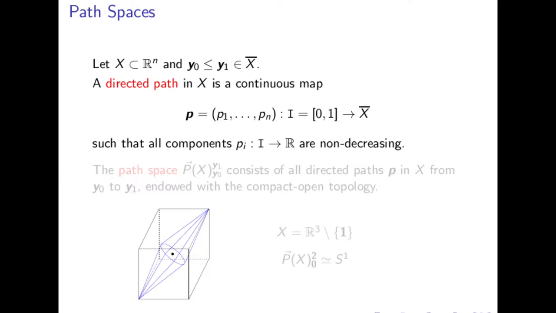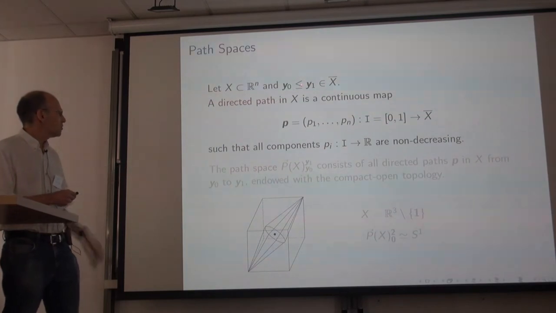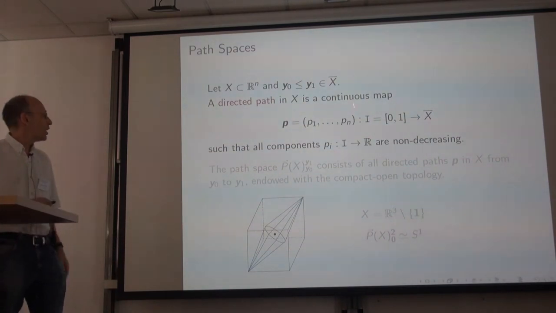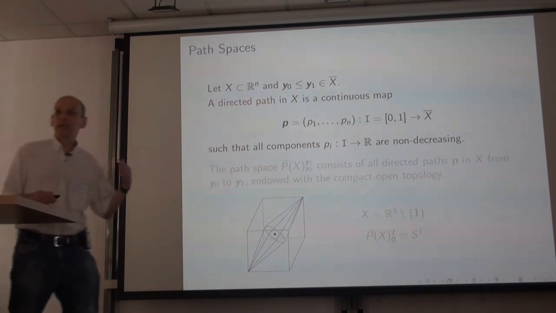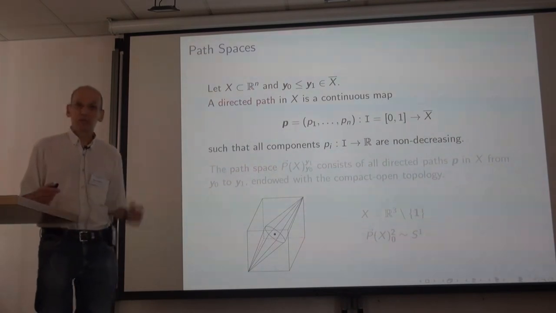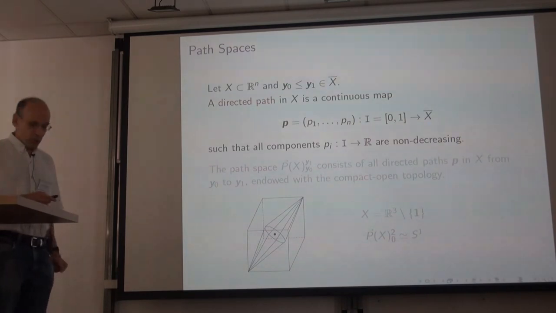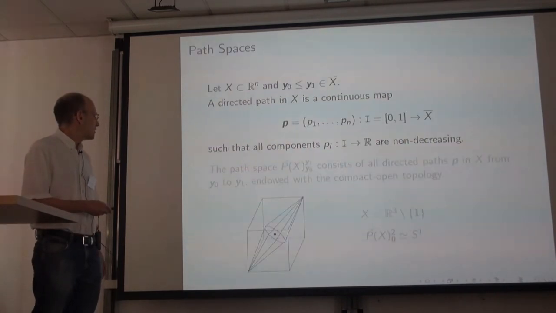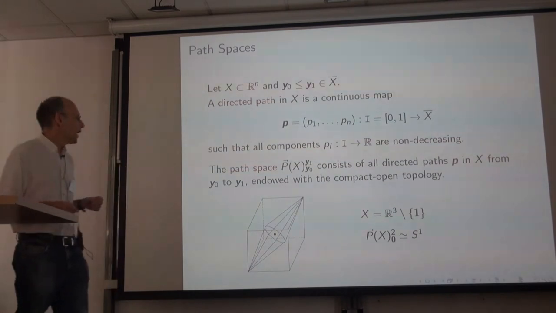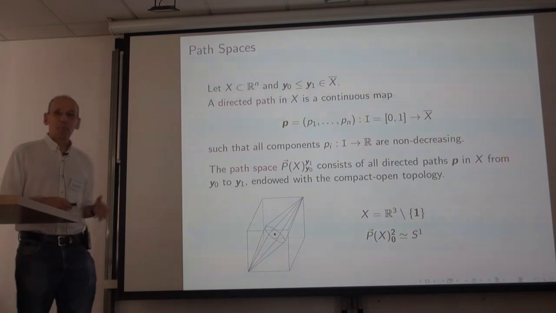So suppose that we have a subspace X of R^n, any subspace, and we take two points y0 and y1 in its closure, which are ordered according to a component-wise order. So all the components of y0 are less than the components of y1, and a directed path is just a path from [0,1], from time, to the closure of X that is non-decreasing in every coordinate. It goes like this. And the path space consists of all paths that begin at y0 and end at y1, and the topology is just the standard compact-open topology.